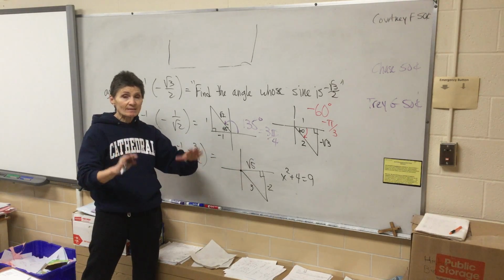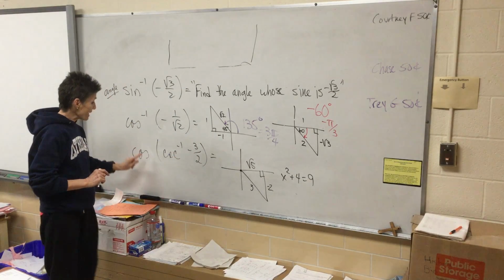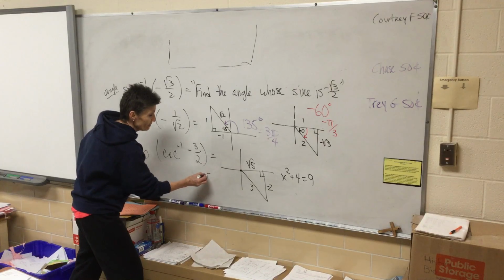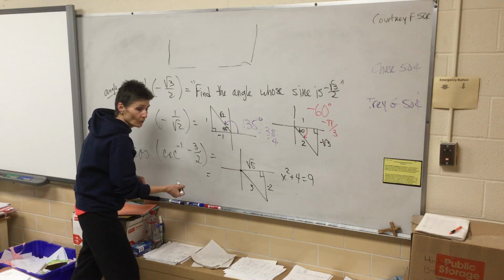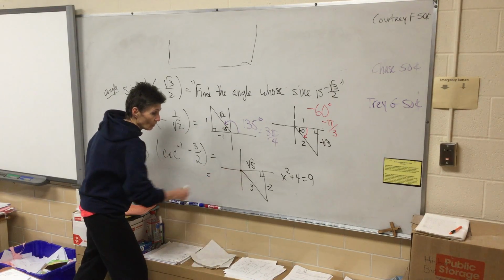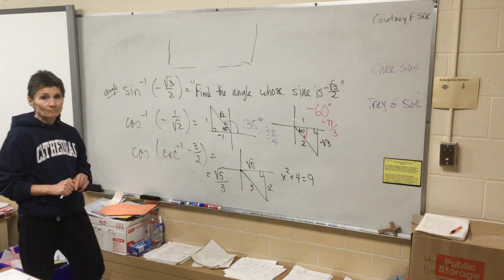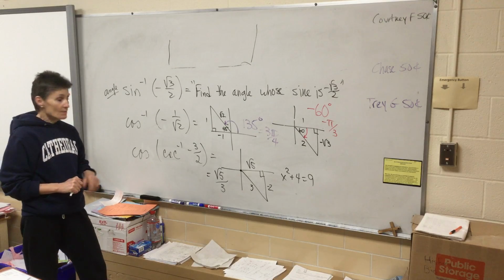But the angle isn't the answer this time. The answer is the cosine. So the cosine is adjacent over hypotenuse, or x over r, so the answer would be root 5 over 3. This is the exact answer.